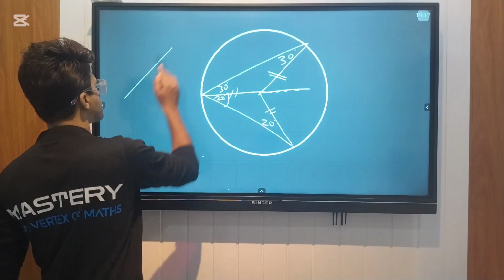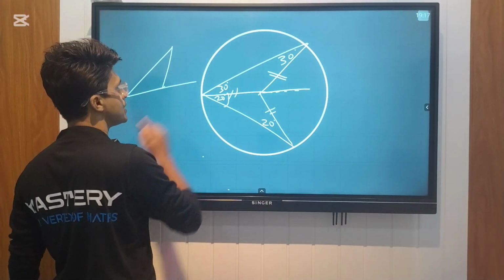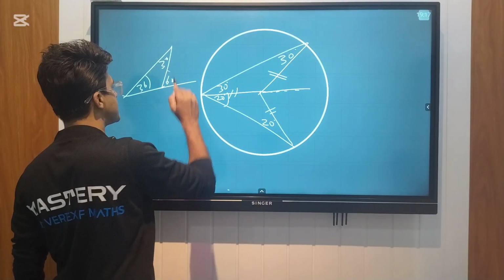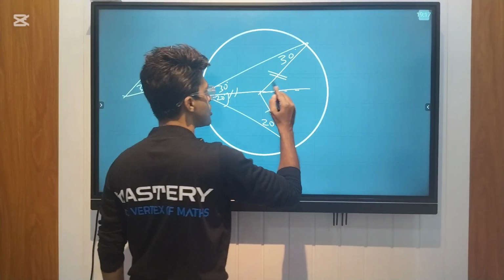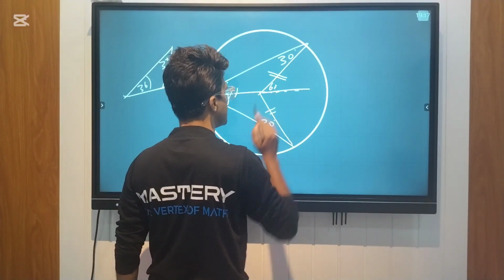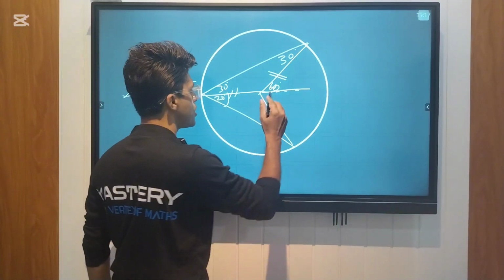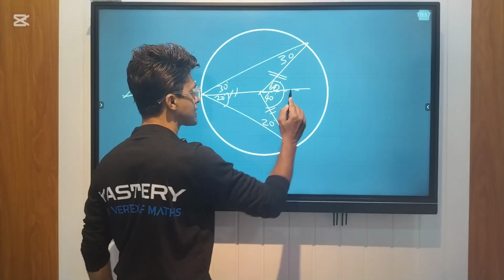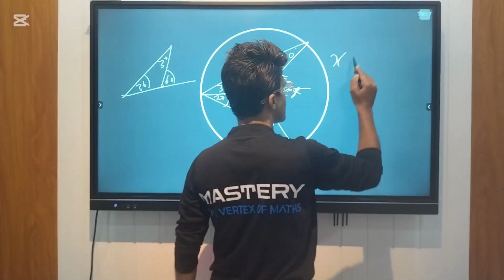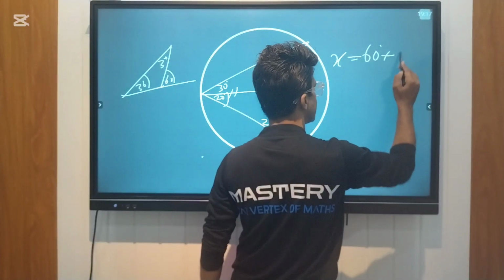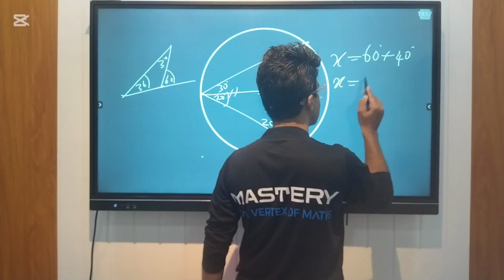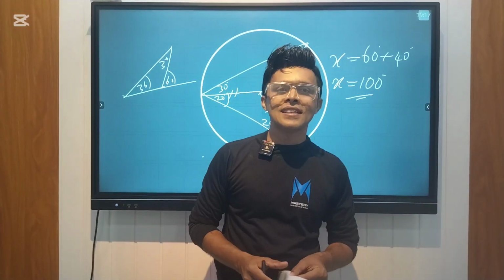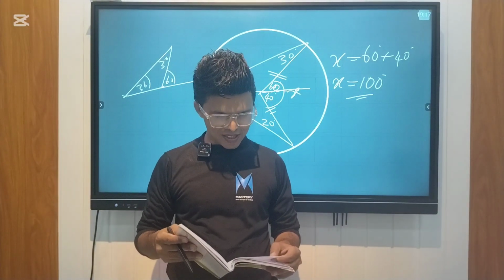So when you produce this one really, what is this one? Sum of these two. Here is a triangle. If this is 30, this one 30, sum of these two is 60. 30 plus 30, 60. 20 plus 20, 40. Right? Then you've been given this angle as x. So x equals 60 plus 40. 60 plus 40 is 100 degrees really. Okay. This is the way of doing this question. Really, this is a good question.